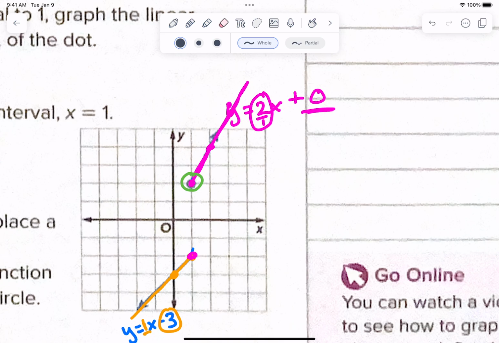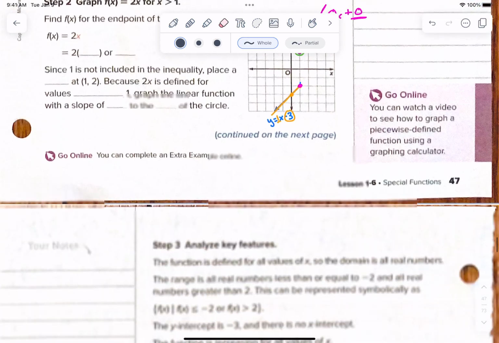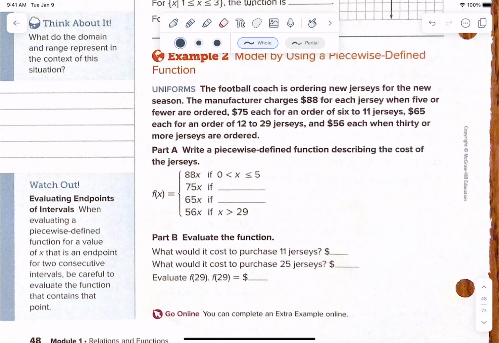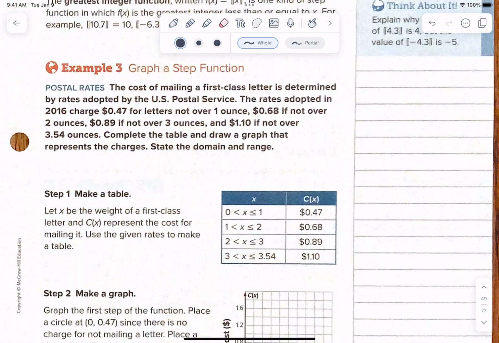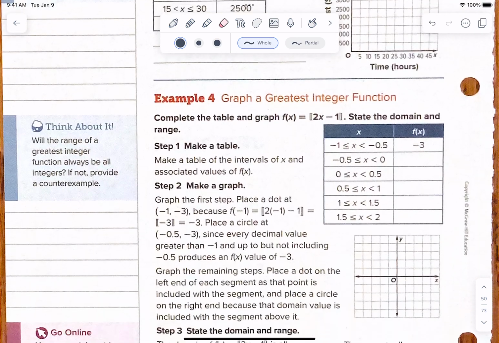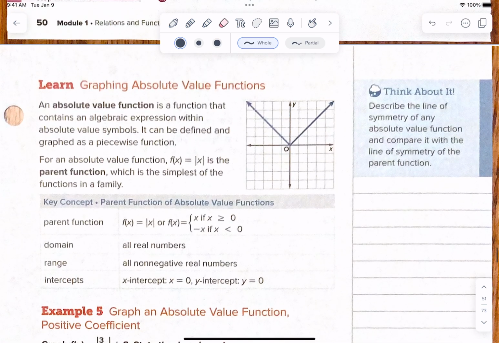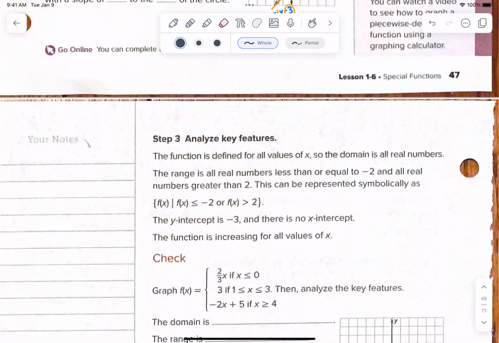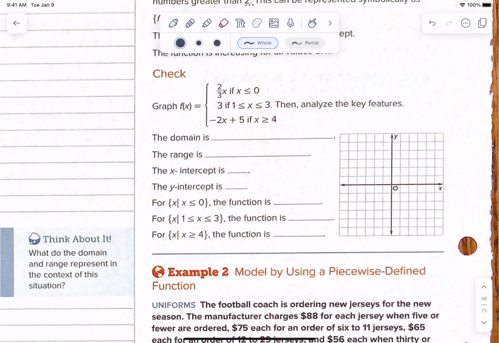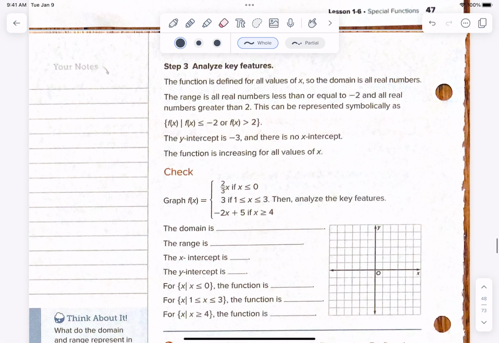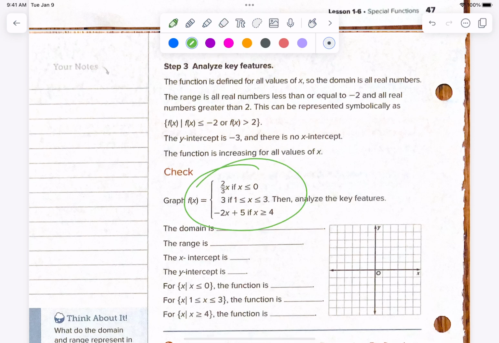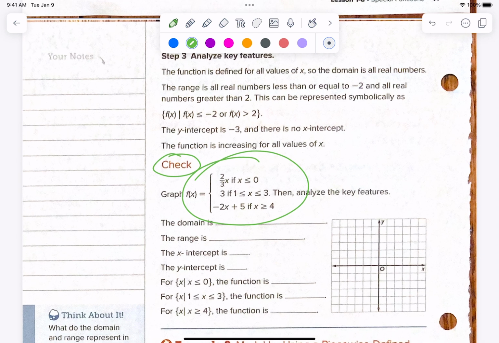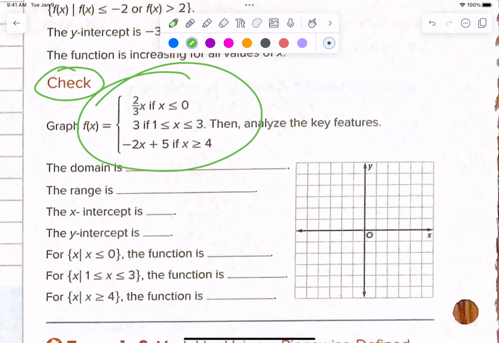Got it? Shall we practice on another one? Let's see what another example looks like. Let's do the one that they have here then. Let's do the check one. Okay, so go to here and let's go to the check. This guy, we're gonna graph this thing. Do you see where it says check? We're gonna do this check number.